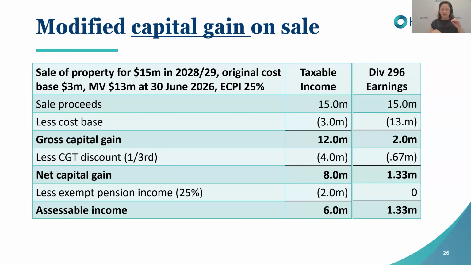So you can see a significant tax benefit for the member of opting in to that cost base adjustment, because whilst the fund's tax calculations haven't changed, from the point of view of the Div 296 earnings, we've got a much lower figure included in earnings because of the fact that we opted in.